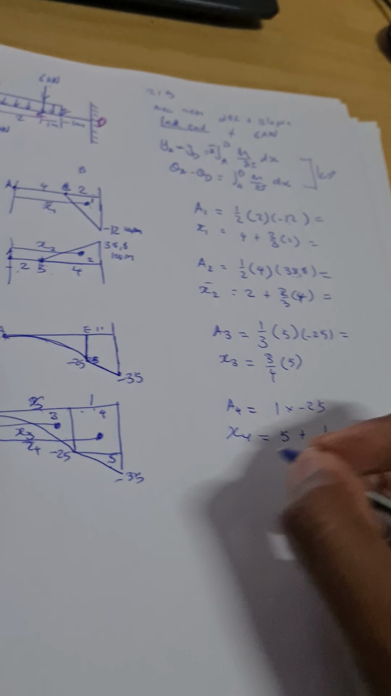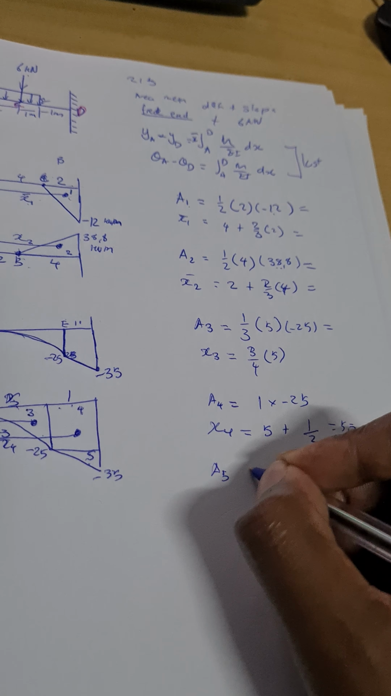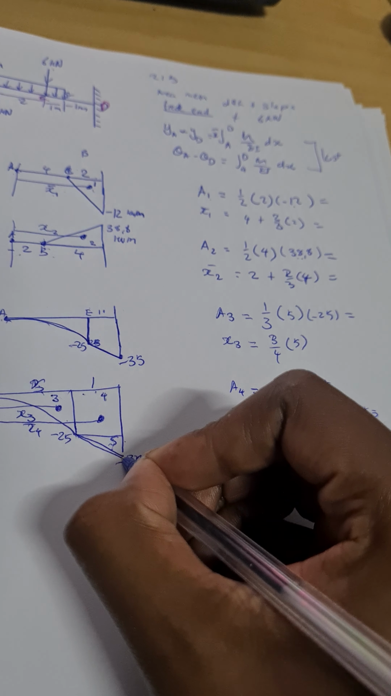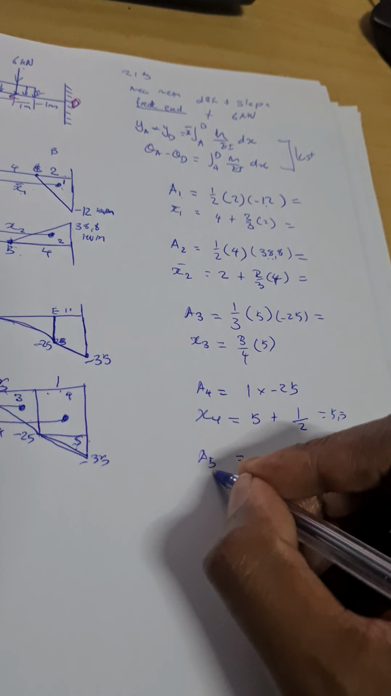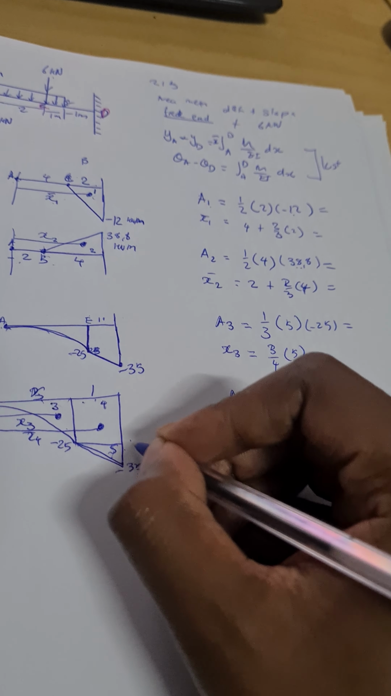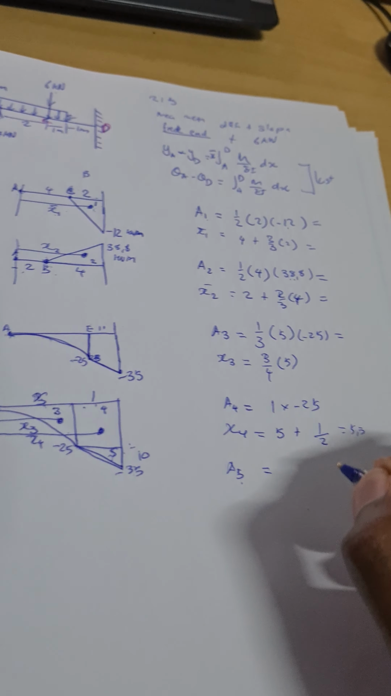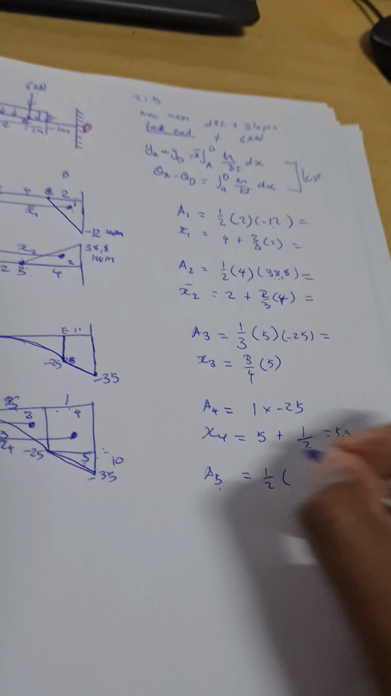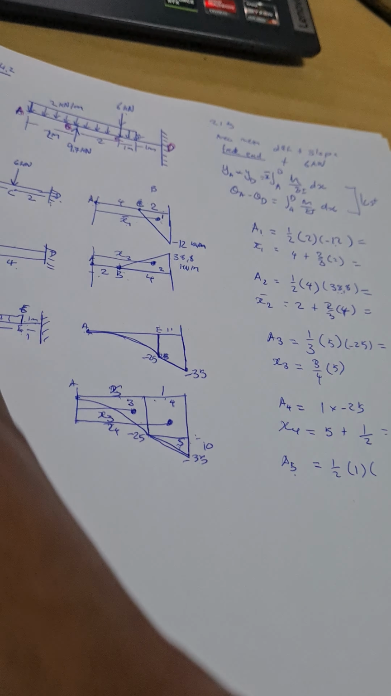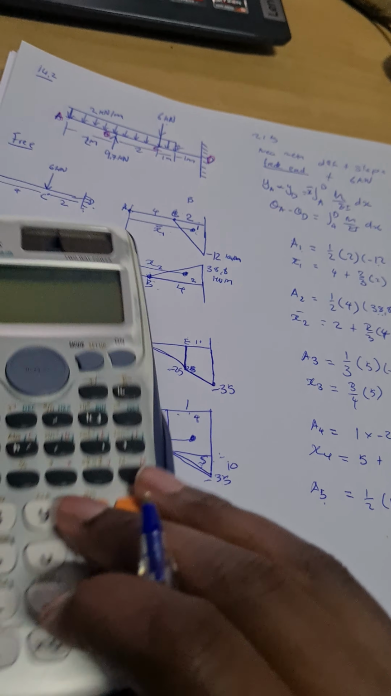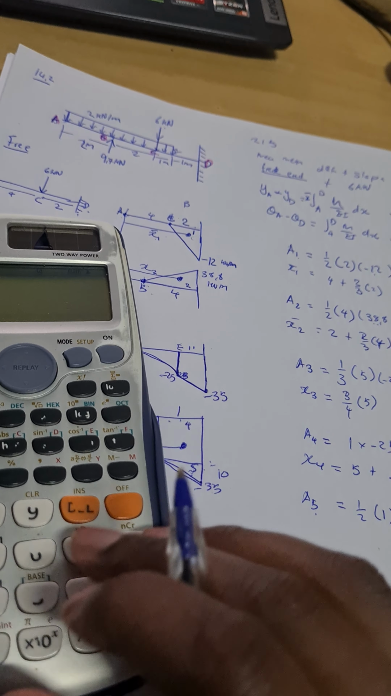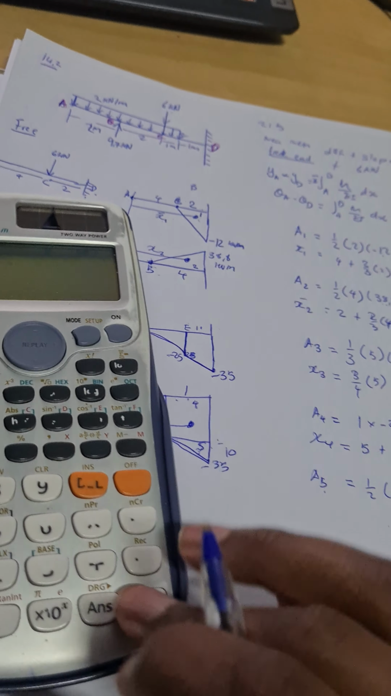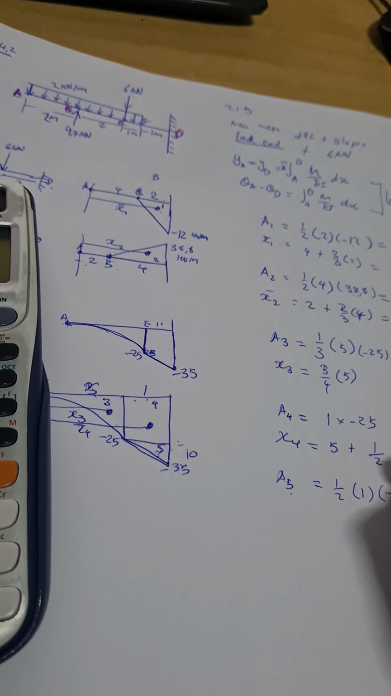Then area 5 is equal to a right angle triangle. Remember, it was a straight line from here because there's no UDL above. So it's going to be what? Distance from here to here, it's 10. So it's going to be 1/2 times 1 times 10. So it's going to be minus 35 minus 25, so that's 10 minus 10.